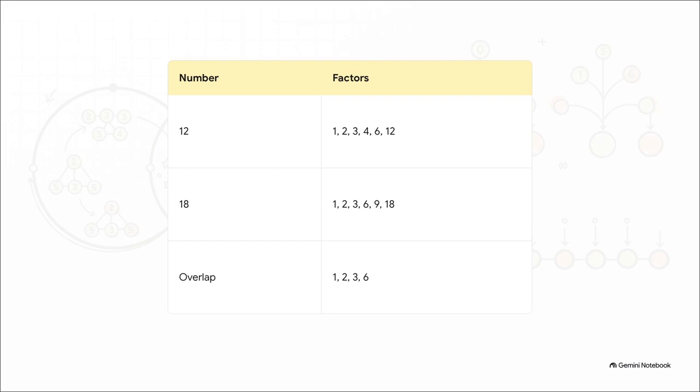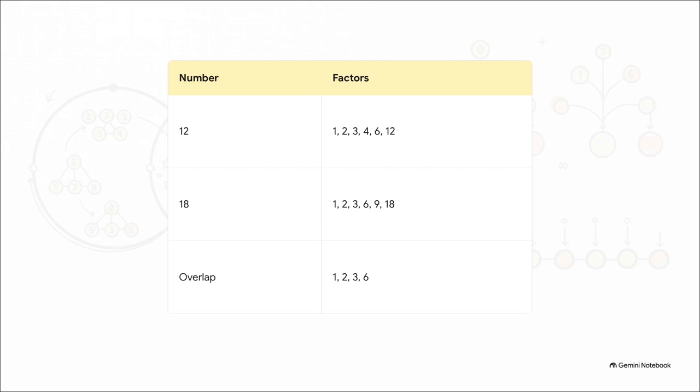Let's try it out and find the HCF of 12 and 18. First, we list the factors of 12, which we already figured out: 1, 2, 3, 4, 6, and 12. Next, we list the factors of 18: 1, 2, 3, 6, 9, and 18. Now look closely at the overlap here. What do they actually share? Well, they both have a 1, a 2, a 3, and a 6.